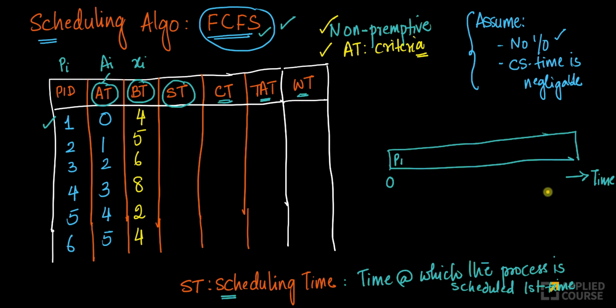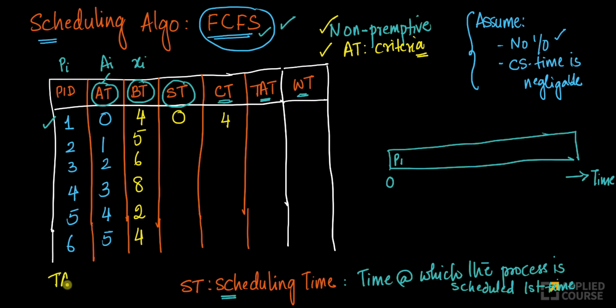Look at this. This is my time. My P1 is scheduled. So what is the scheduling time of P1? P1 is scheduled at time 0. P1's burst time is 4, which means it requires 4 units of time to complete. So what will be the completion time? Its completion time will also be 4. Right? Its completion time will be 4. What is turnaround time?